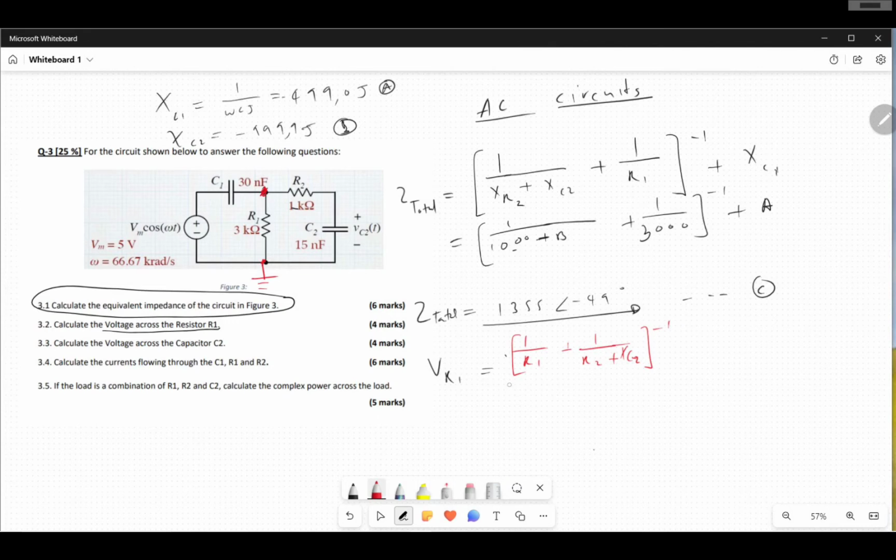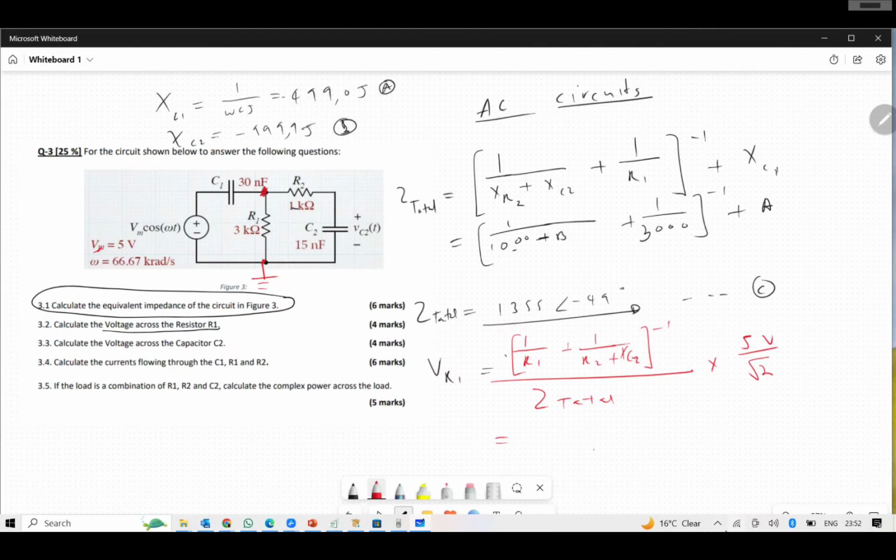That is inverse because we're adding parallel things, all over Z total, of which we have already computed, and then multiply by the voltage in the source. Voltage in the source, I think we're going to have is 5 volts divided by root 2, because this is the max VM here, and we're trying to take it back to RMS. So now the calculator will come again and do all the magic for us.